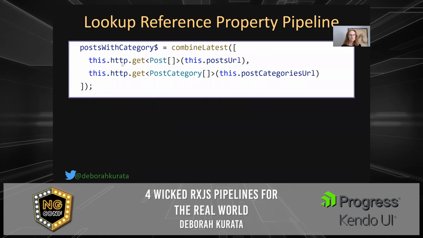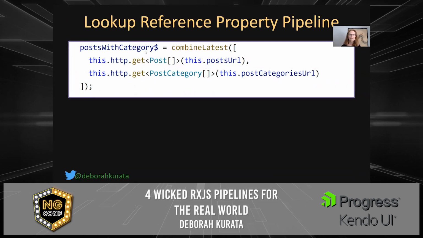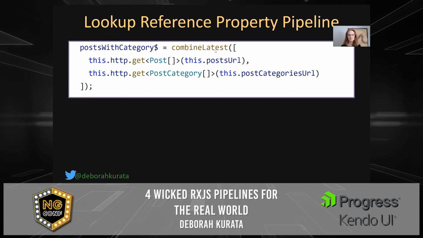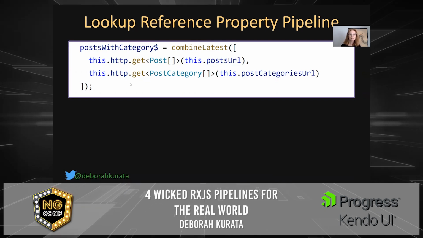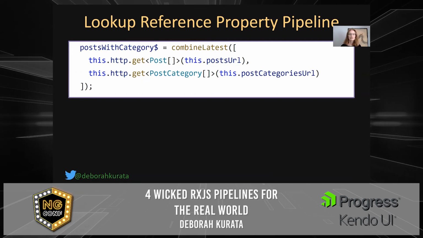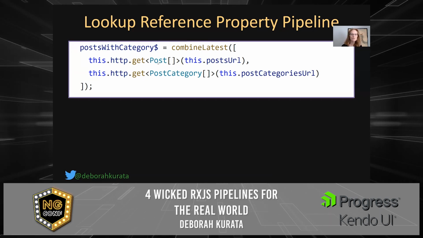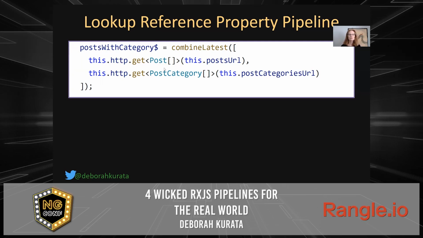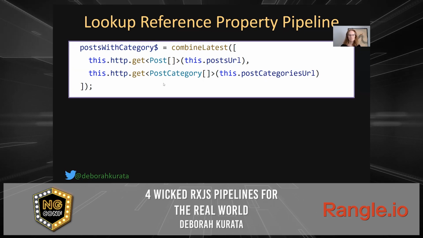So here's our combination operator, posts with category. It's going to have that category ID replaced with the category name. And our combination operator is combineLatest. So we're going to get all of our posts, we're going to get our post categories, and combineLatest is smart enough where it won't emit until both of these streams have emitted at least once. So it will not continue until it has both the posts and the post categories.